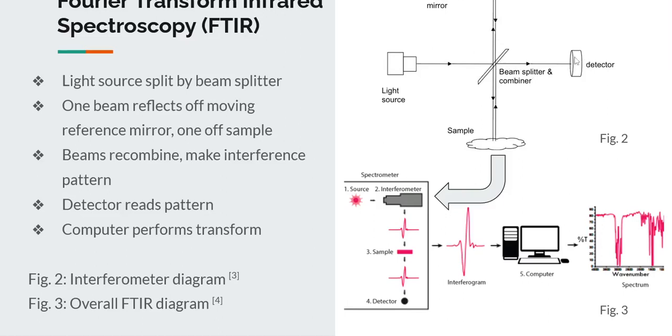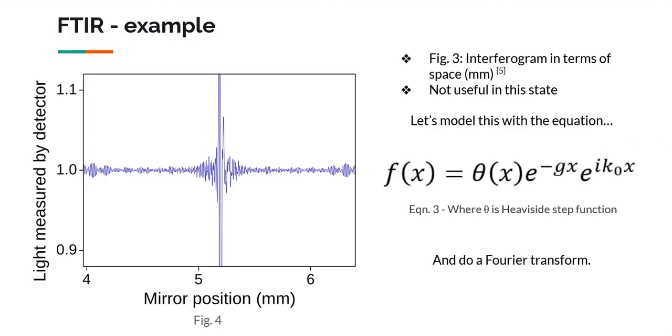The detector will then turn that data into an interferogram. This machine collectively is the interferometer. The data collected from the interferometer then undergoes a Fourier transformation via a computer to give us the FTIR spectra we're actually after. Here's an example interferogram.